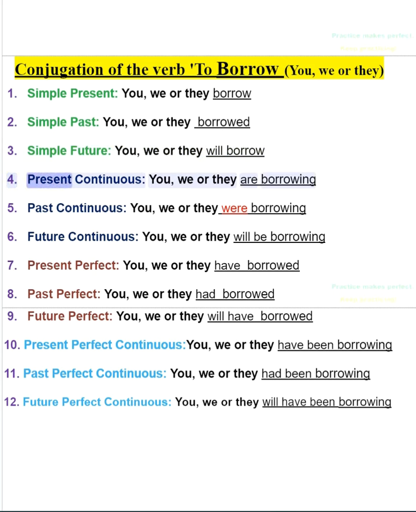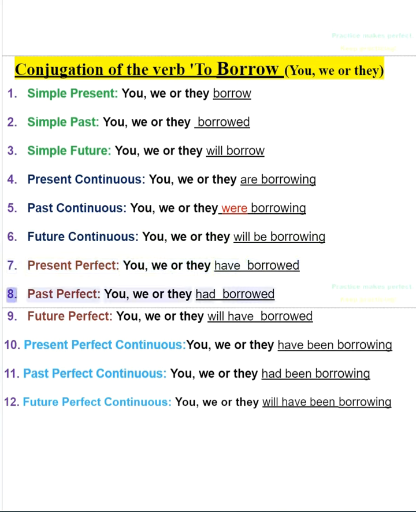4. Present continuous, you, we, or they are borrowing. 5. Past continuous, you, we, or they were borrowing. 6. Future continuous, you, we, or they will be borrowing. 7. Present perfect, you, we, or they have borrowed.